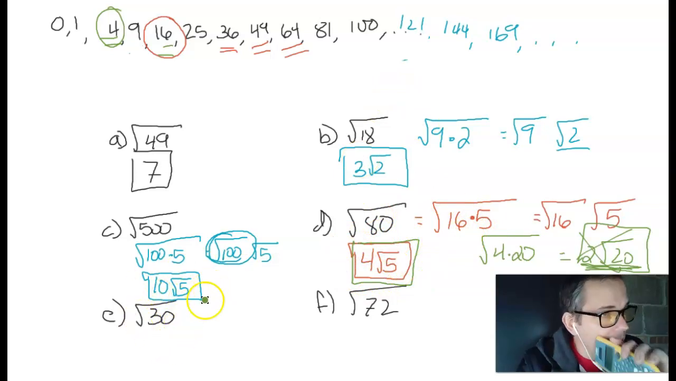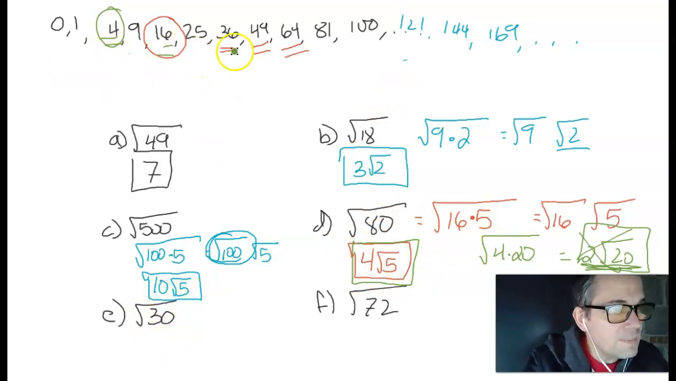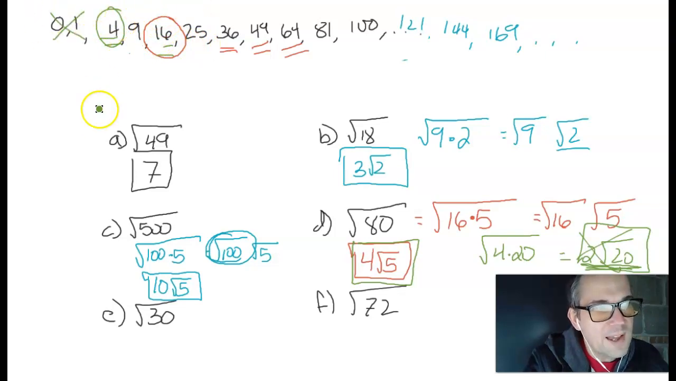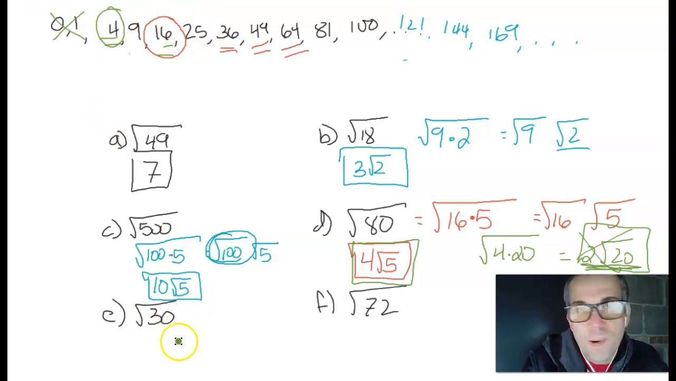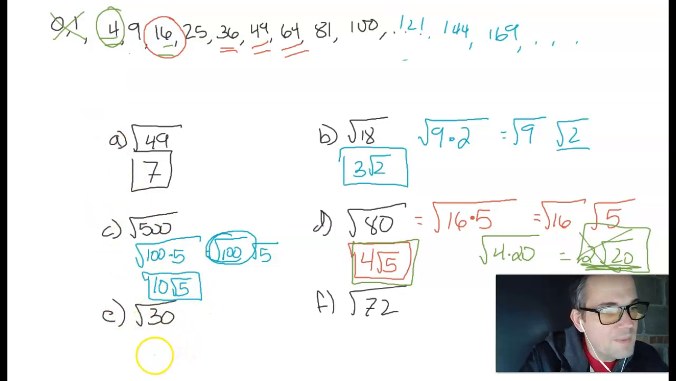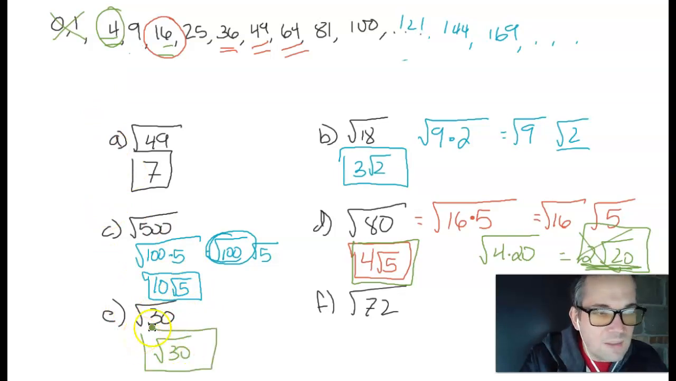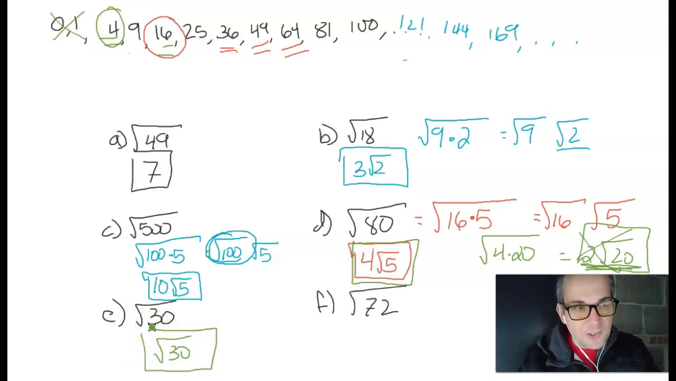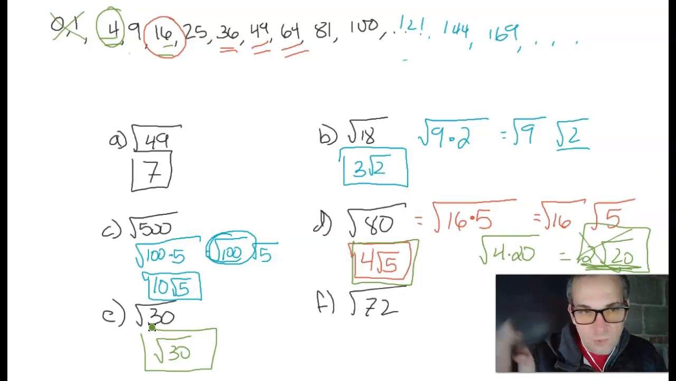For 30, if I start looking at these perfect squares and trying to find one that goes into 30, well, 25 doesn't go into 30, 16 doesn't, 9 doesn't, and 4 doesn't. And 1 does, but that's not helpful. There's no perfect square that goes into 30. That means my answer is just root 30. I can't simplify that one at all. It doesn't mean no solution. It doesn't mean undefined. It's as simple as it can be, so you just write it down as your answer. You just copy the problem down again and say, that's my answer.